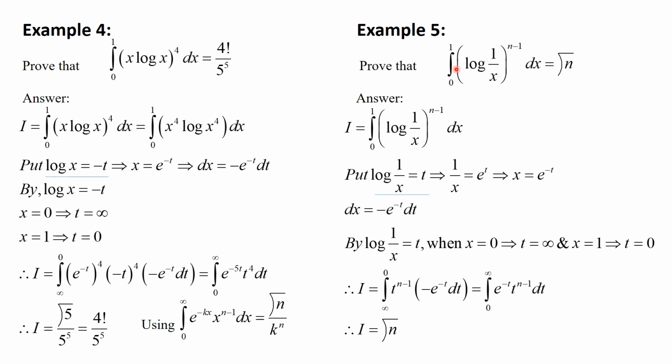Hence our given integral after substitution turns to the integral from infinity to 0, log of 1 upon x is equal to t, and hence the term is t raised to n minus 1, and dx is minus e raised to minus t with respect to t. The minus sign swaps the lower and upper limits, giving 0 to infinity e raised to minus t, t raised to n minus 1 with respect to t, which is our actual definition of the gamma function, and hence the answer for the given integral I comes out as gamma of n.